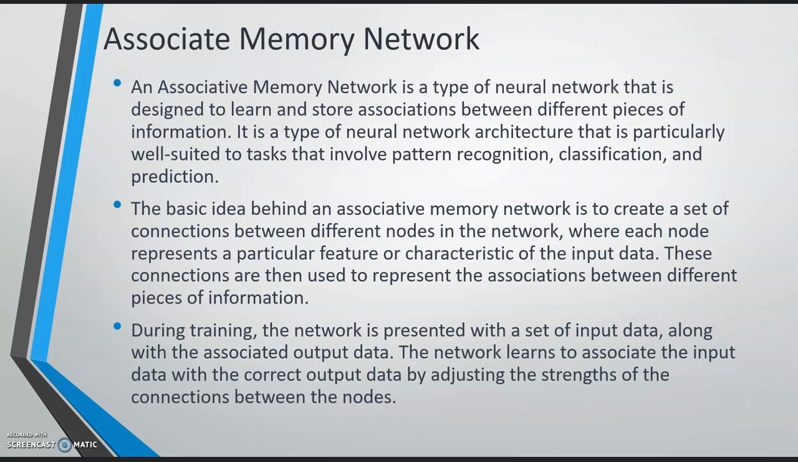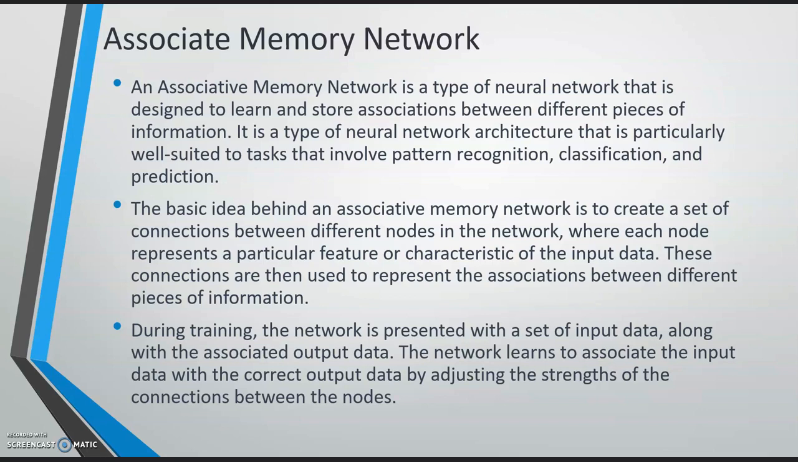Next is associative memory network. An associative memory network is a type of neural network that is designed to learn and store associations between different pieces of information. It is a type of neural network architecture that is particularly well suited to tasks that involve pattern recognition, classification, and prediction. The basic idea behind an associative memory network is to create a set of connections between different nodes in the network, where each node represents a particular feature or characteristic of the input data. These connections are then used to represent the associations between different pieces of information.